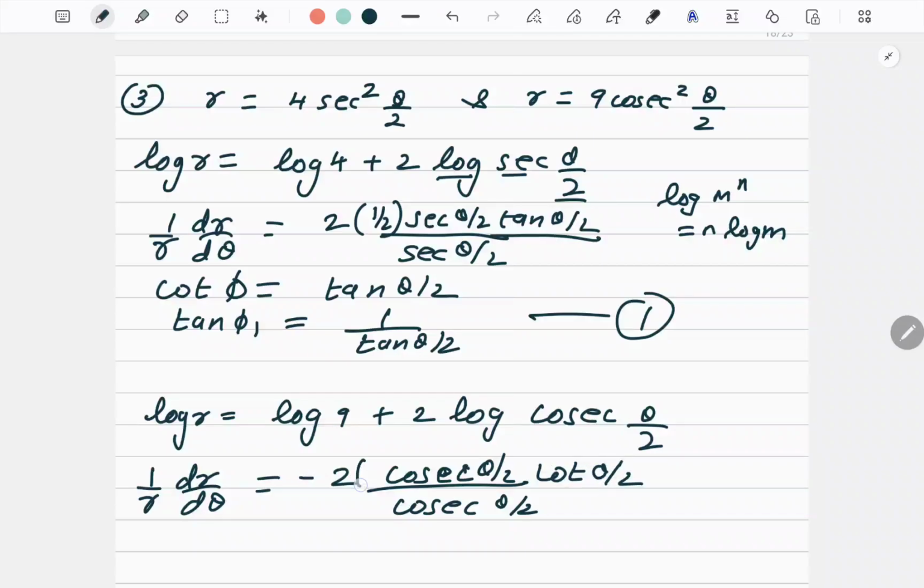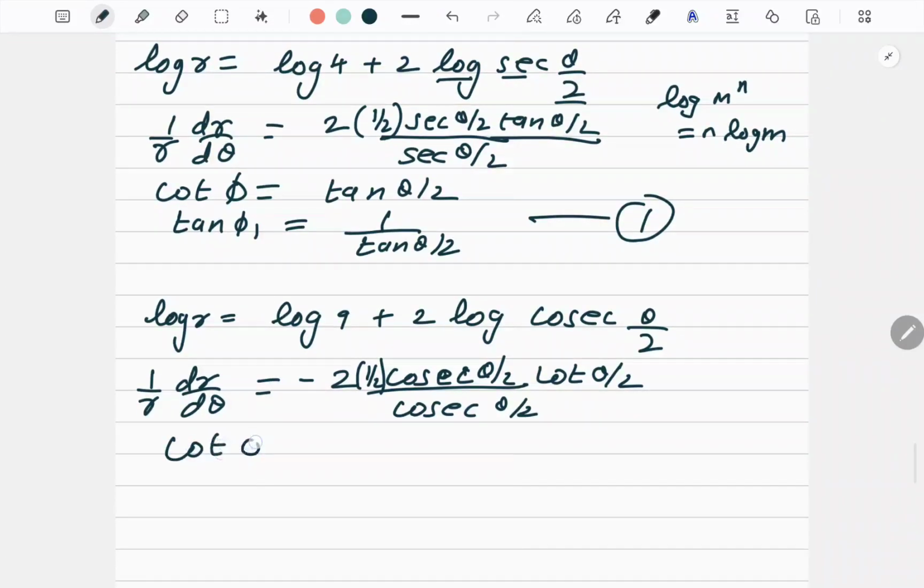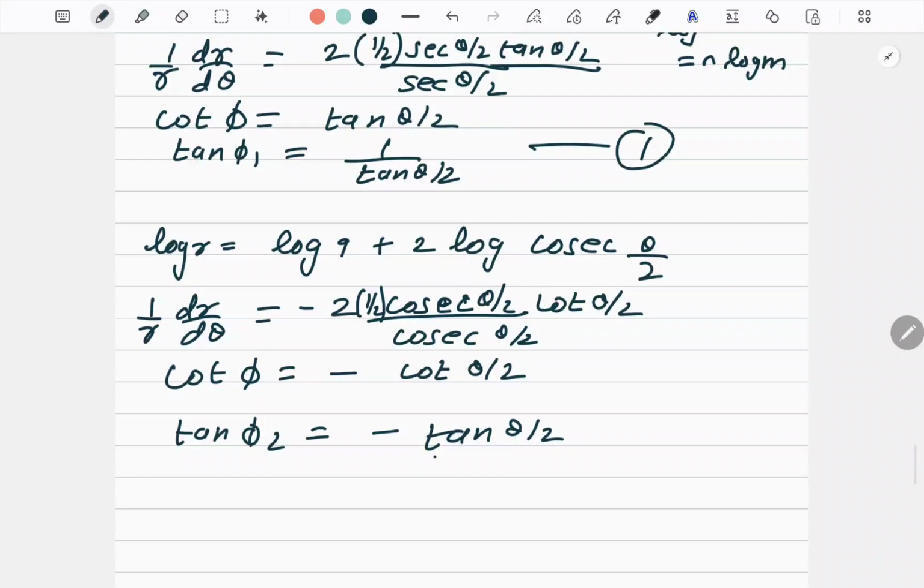And theta by 2 differentiation is 1 by 2. Correct? So cot phi is equal to minus cot theta by 2. And tan of phi 2 is equal to minus 1 by cot, which is tan theta by 2. You can write 1 by cot also, no issues. Next step it will be cancelled.